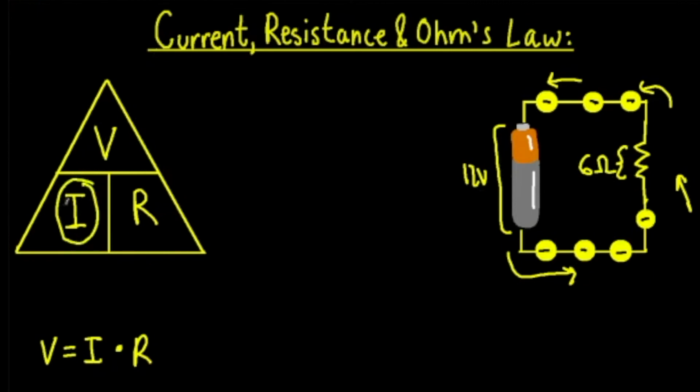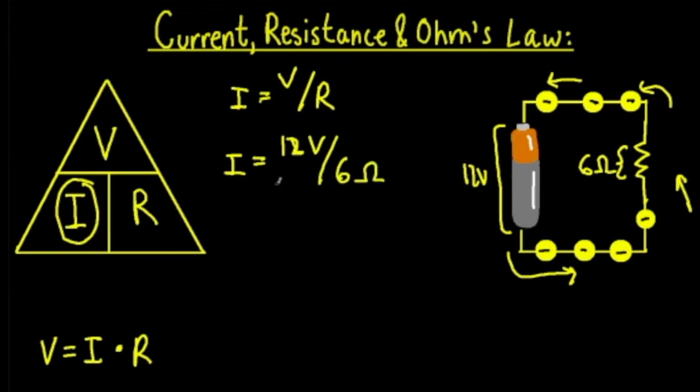Since the V is above the R here, I equals V over R. Let me substitute the values. I equals 12 volts over 6 ohms. Remember, always include your units. And in this case, I is going to equal 2 amps.